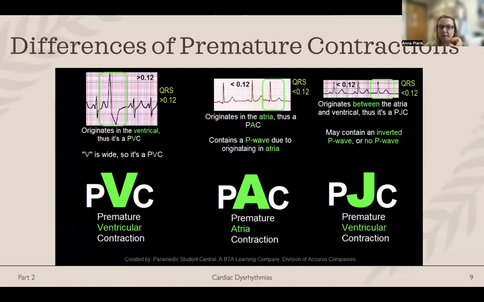PVCs are very wide. PACs are very narrow. They both come early. They both can be in the middle of a perfectly healthy sinus rhythm. But when they come early, if it's wide, it's a PVC. If it's narrow, it's a PAC. There is something such as a premature ventricular contraction that is junctional. We're not going to go there, but I like the slide.